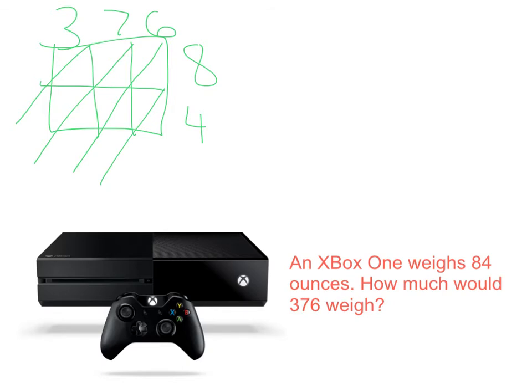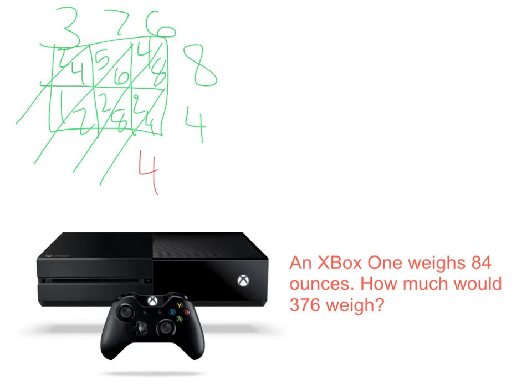So 3 times 8 is 24. 7 times 8 is 56. 6 times 8 is 48. Now let's drop to the bottom row. 4 times 6 is 24. 4 times 7 is 28. 4 times 3 is 12. Now I add my diagonals.